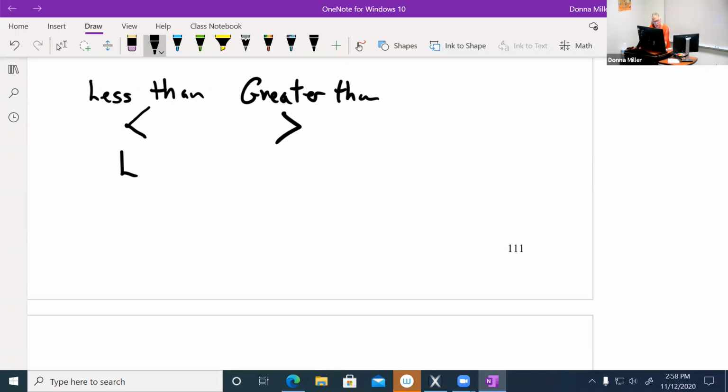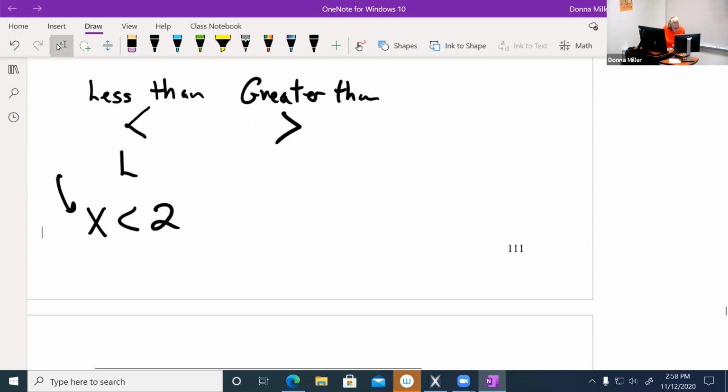So when you're faced with an inequality, something like x is less than 2, and you want to do interval notation, all right? First thing to keep in mind, just like in second grade, the alligator opens to the bigger number. That's another way to think about it. So when I look at something like this, the alligator is opening to the 2, because the alligator eats the bigger number.